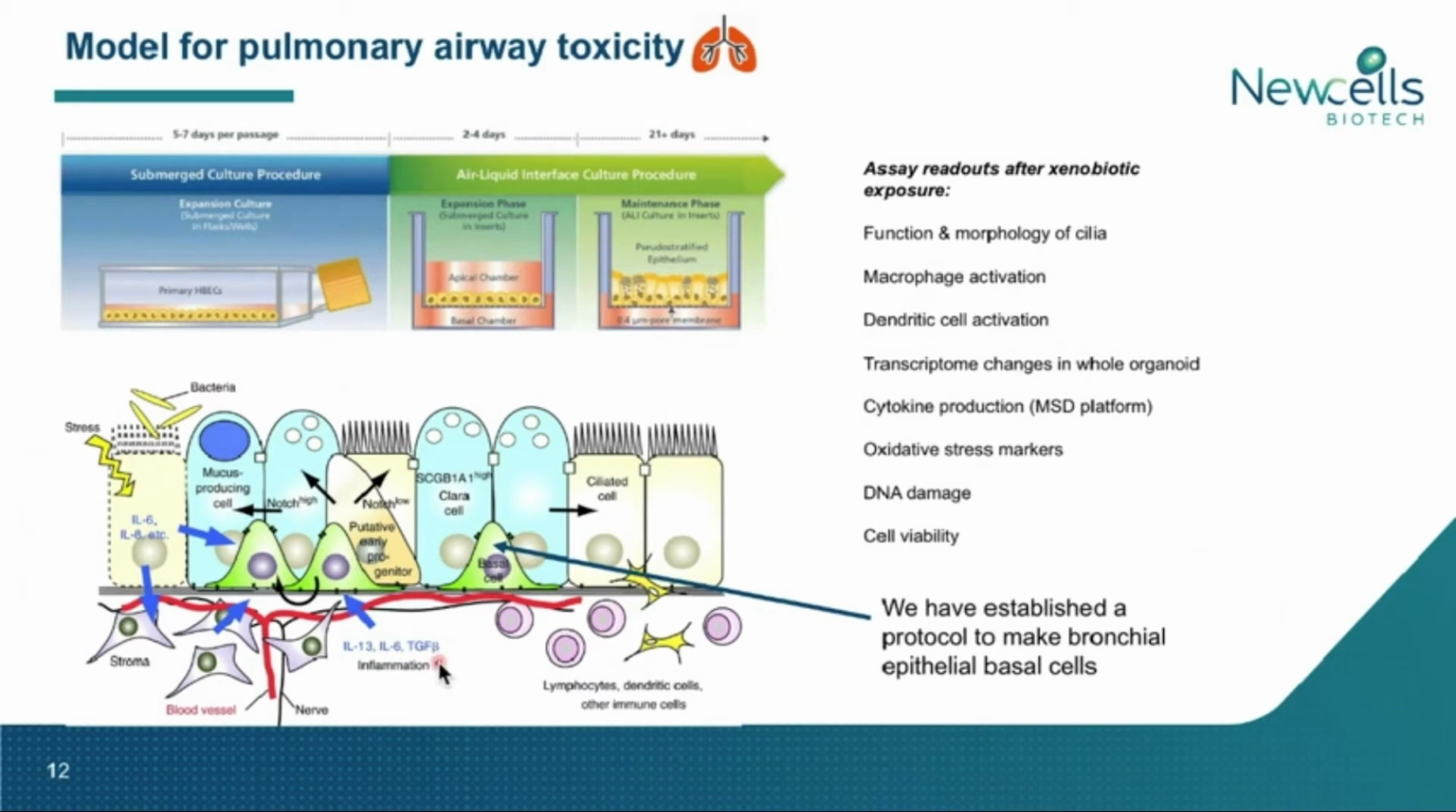What we don't have in the current model is representations of the vasculature, so no endothelium, no stromal cells, and at the current incarnation of the model, no innate immune cells. But we can use that as readouts to look at function and morphology of cilia. We can look at transcriptomic changes in the whole organoid, cytokine production, markers of oxidative stress when exposed to xenobiotics, DNA damage, and cell viability.